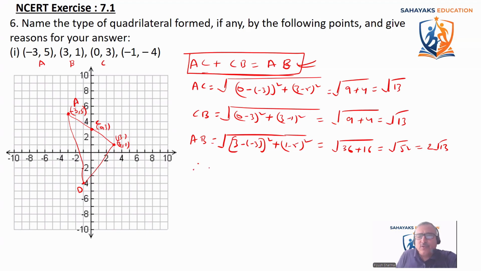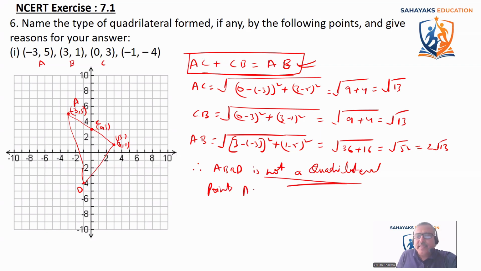Therefore, this ABCD is not a quadrilateral. It's not even a quadrilateral. It's a triangle. Why? Because points A, B, and C are collinear. Points A, B, C are collinear.